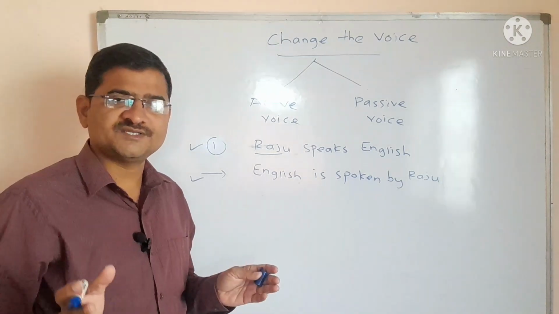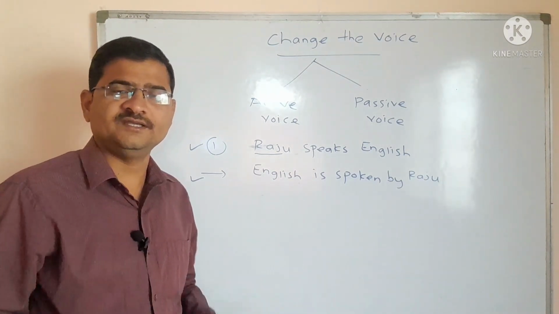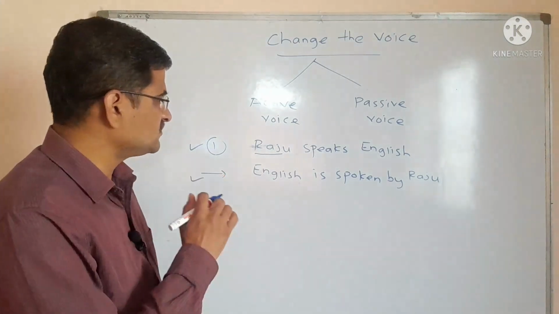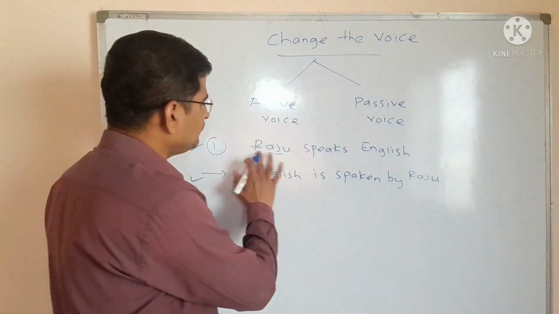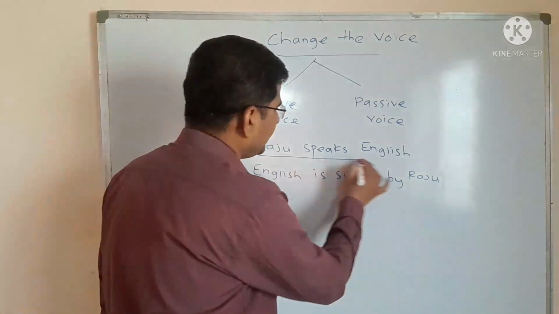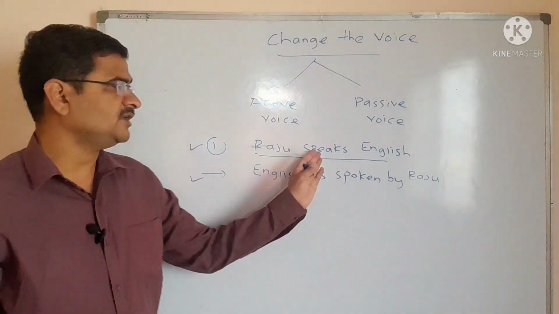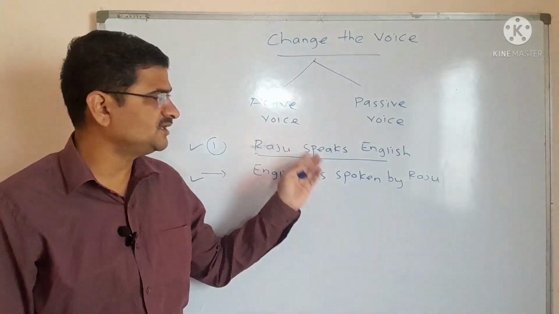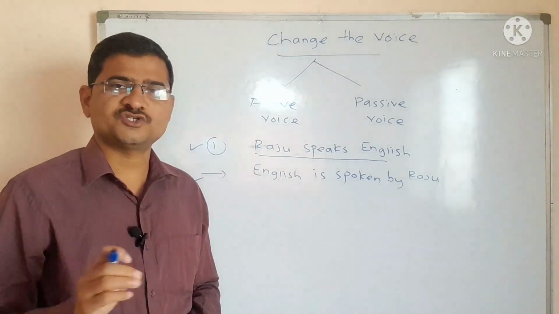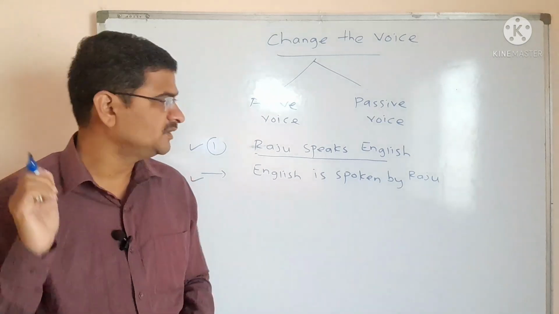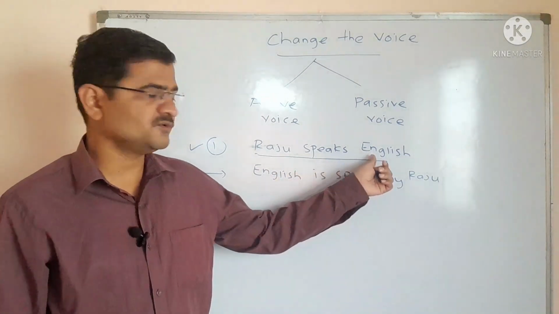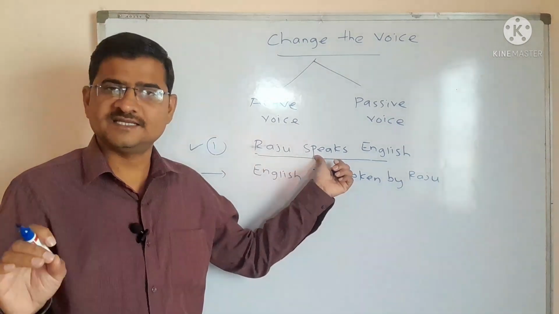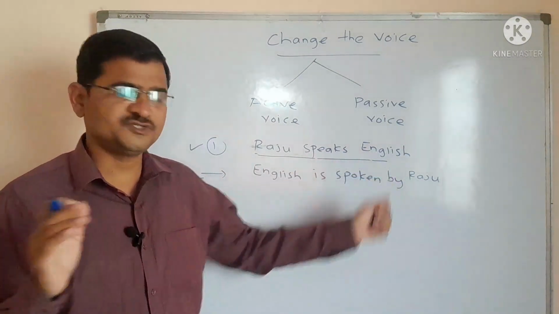There are a few changes which we have to make while converting a sentence of an active voice into the passive voice. First of all, we have to find out the object from the active voice. How can we find out an object from the given sentence? Generally, we can ask the question with what or whom. So here we have to ask a question with what. What does Raju speak? The answer is English. Therefore, English is the object.